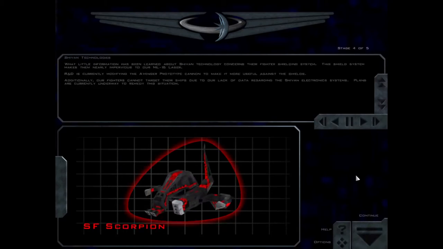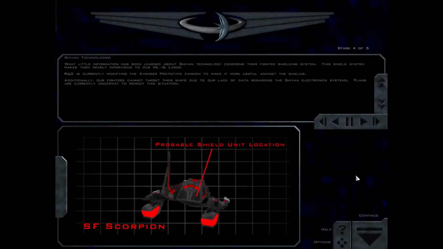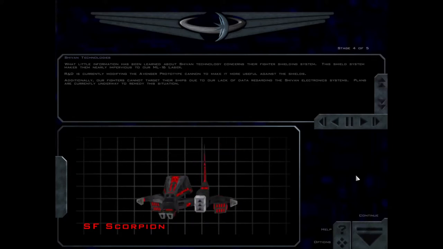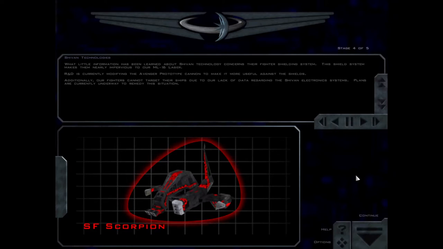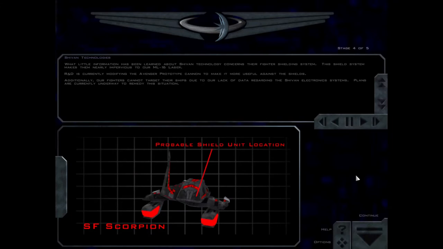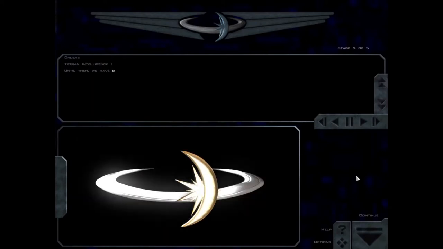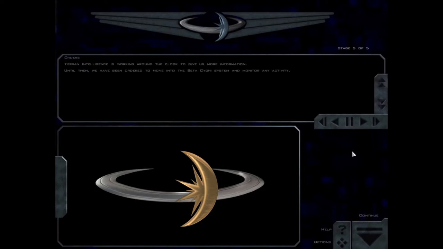What little information has been learned about Shivan technology concerns their fighter shielding system. The shield system makes them nearly impervious to our ML-16 laser. R&D is currently modifying the Avenger prototype cannon to make it more useful against the shields. Additionally, our fighters cannot target their ships due to our lack of data regarding the Shivan electronic systems. Plans are currently underway to remedy this situation. Terran Intelligence is working around the clock to give us more information. Until then, we have been ordered to move into the Beta Cygni system and monitor any activity.